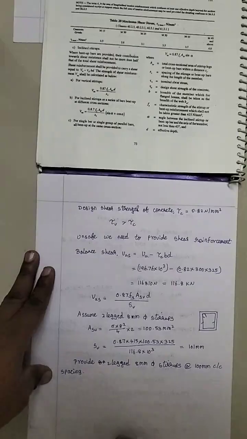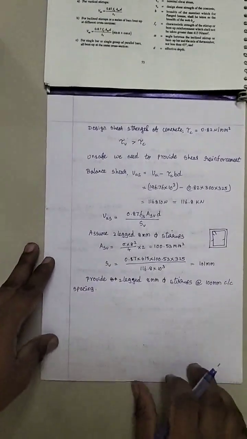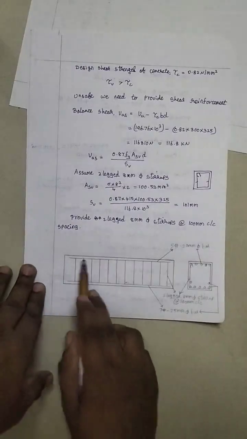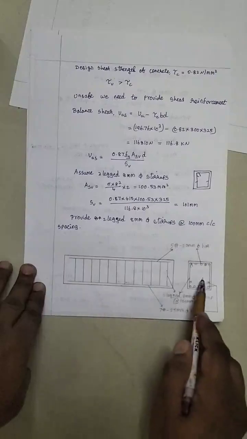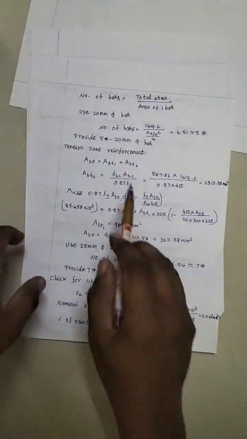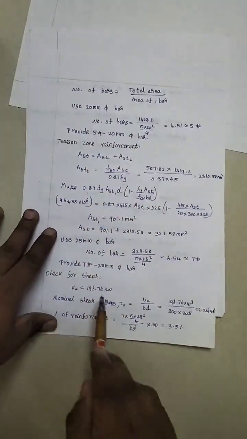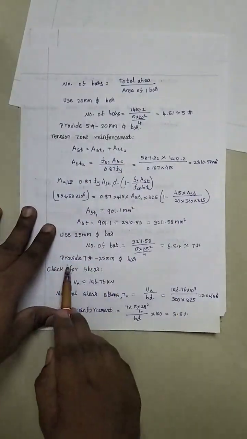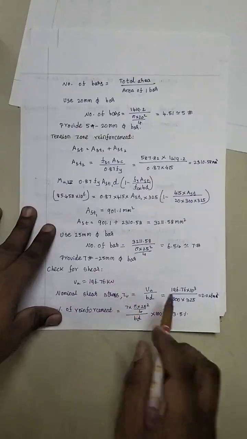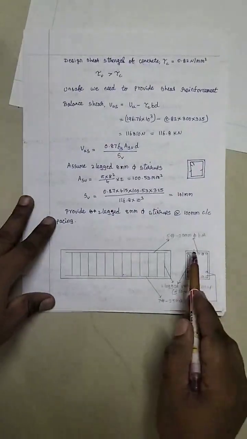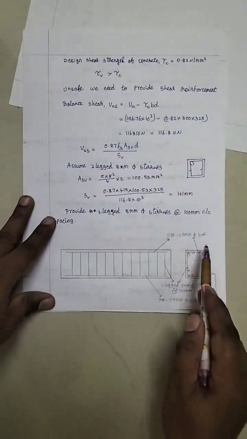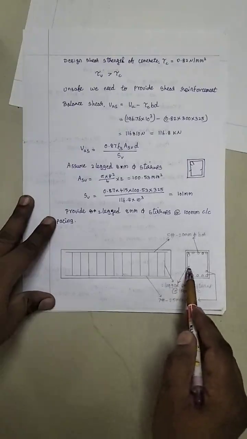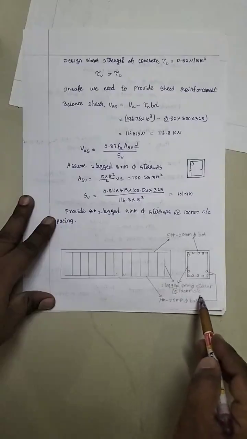So the next step is we need to provide the reinforcement detailing. Here I have drawn the reinforcement detailing. I have given the longitudinal section and cross section, and we have calculated the compression zone reinforcement as 5 number of 20 mm dia bar and tension zone reinforcement as 7 number of 25 mm dia bar. I have mentioned the 5 numbers at the top and 7 number of 25 mm dia bar at the bottom, and I have marked the stirrups as two-legged 8 mm dia stirrup at 100 mm center to center spacing, which we have provided.